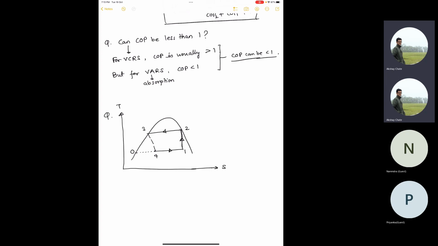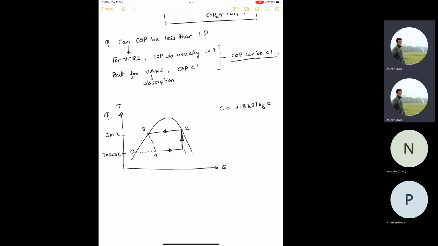And it is given that this temperature is 260 Kelvin, and this temperature is 310 Kelvin, and C, the specific heat of the liquid refrigerant, is 4.8 kilojoule per kg Kelvin. So this is not water. For water it is 4.18, right? So this is some other fluid.